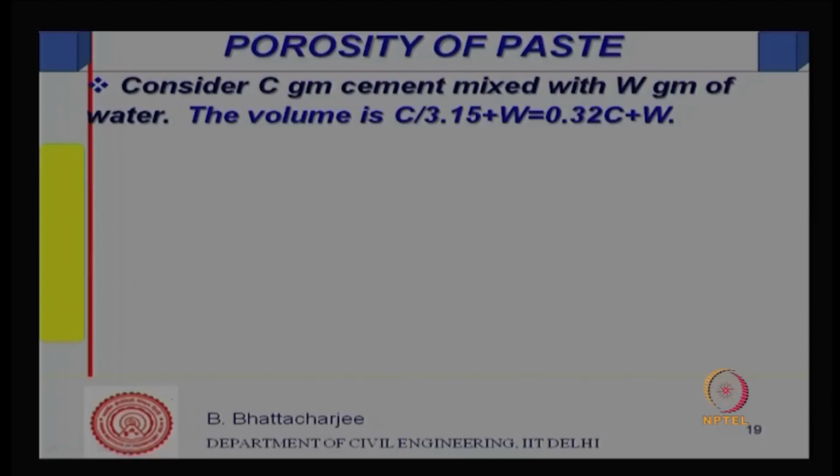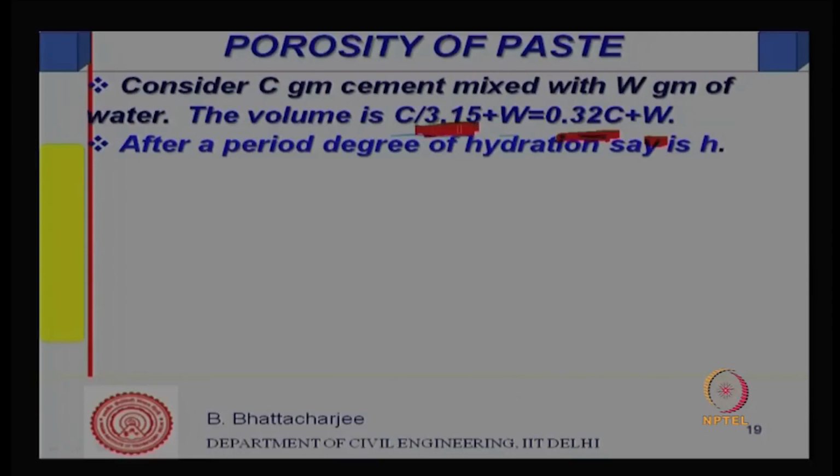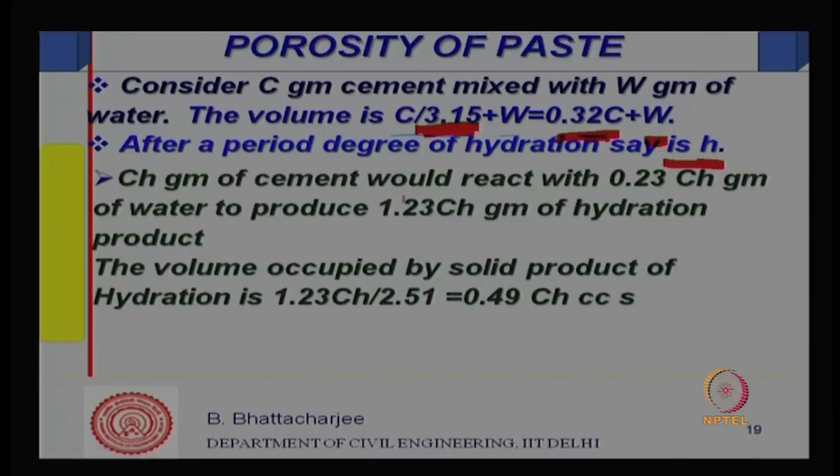And if I consider C gram of cement mixed with W gram of water, the volume would be C divided by 3.15 plus W. So, 0.32 C plus W, right, because the specific gravity or density of cement is taken to be 3.15 grams per cc. After a period of hydration, say with degree of hydration being H, Ch gram of cement would react, because H is defined as a fraction, with 0.23 Ch gram of water to produce 1.23 Ch gram of hydration product.